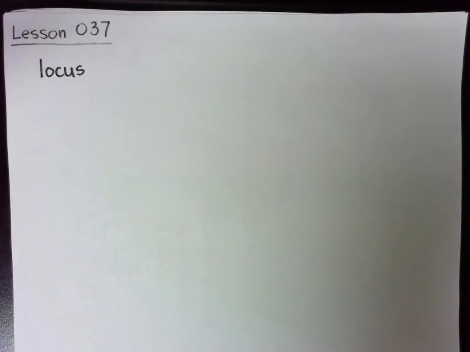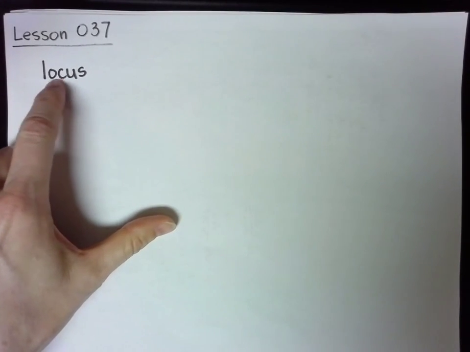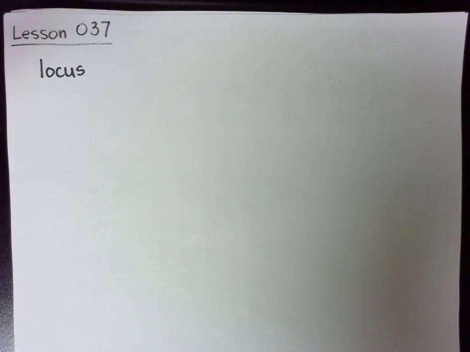The kids and I are learning Latin this year, and locus means, if you can almost see the word location, that the locus is the Latin root of the English word location. You can think of it as meaning place or location. So when we talk about a locus of points, it's a set of points, but it's all the locations that satisfy some kind of constraints that you put on it.